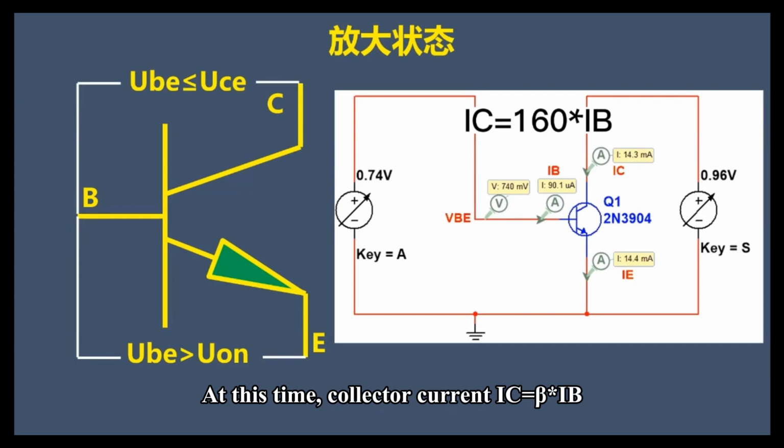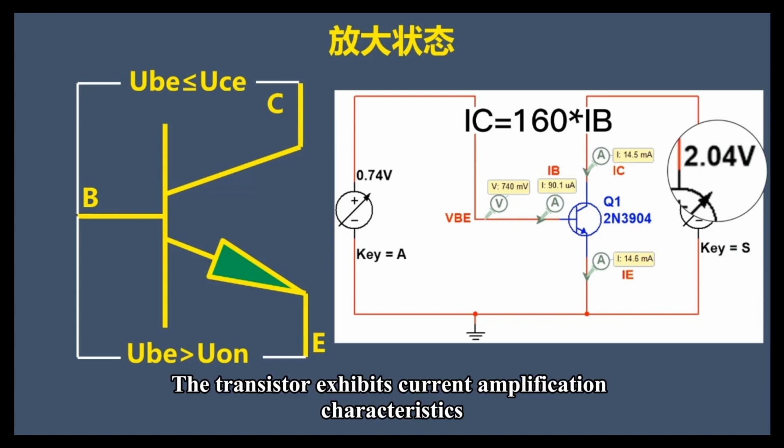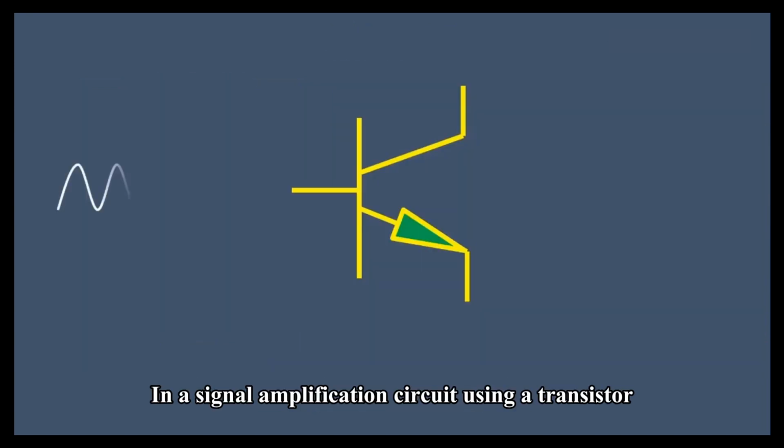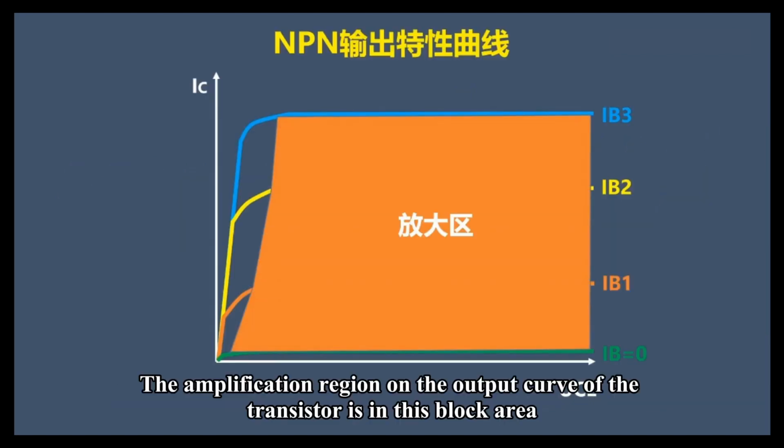At this time, collector current IC equals beta times IB. IC is almost determined by IB, regardless of the voltage between C and E. The transistor exhibits current amplification characteristics. In a signal amplification circuit using a transistor, it is generally allowed to operate in an amplification state. The amplification region on the output curve of the transistor is in this block area.